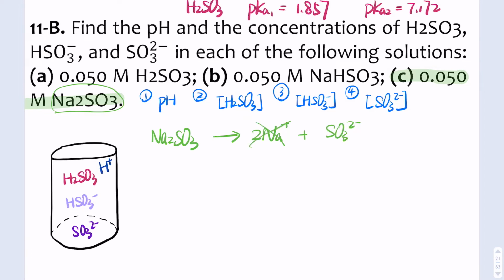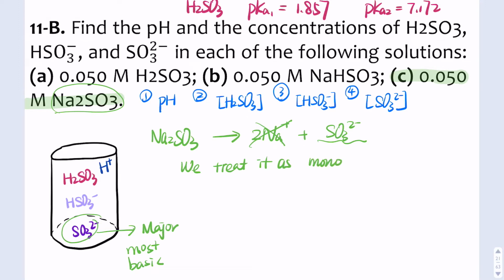As we said, this will be pH neutral, so our major species will be SO3 2 minus. That's our major species, and this is our most basic form. Since our major species is the most basic form, we know what we're going to do: we're going to treat it as a monobasic solution. This is basically what you learned when you solve a monobasic solution.